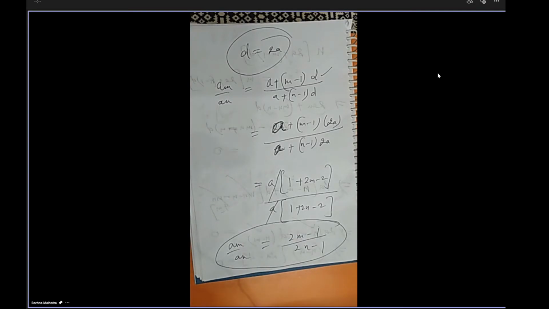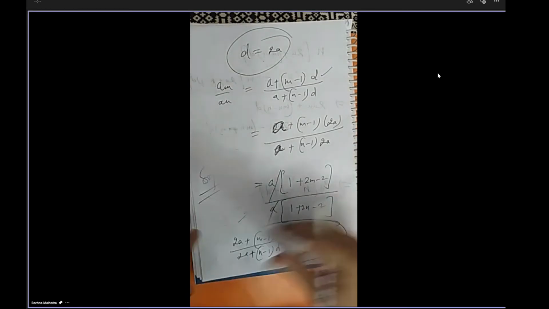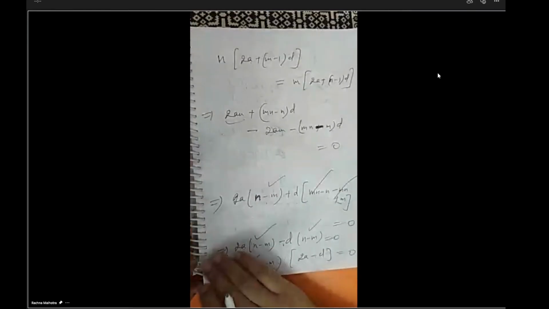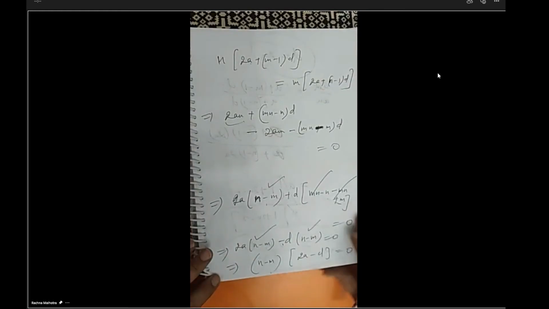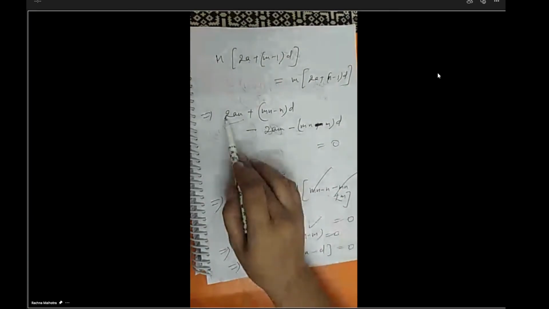Ma'am, previous page, last step, I didn't understand. Ma'am, why did you take n minus m on the left hand side? It should be cancelled by n minus m, no? Ma'am, we are taking 2a common out of this. If you use the concept of cancel out, you can divide by n minus m, and even then our d equals 2a will come. Okay, ma'am.